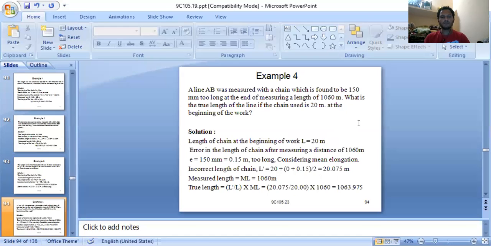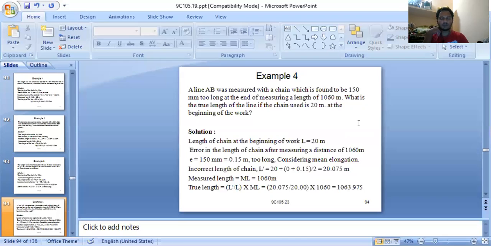Another problem. A line AB was measured with a chain which is found to be 150 mm too long at the end of measuring a length of 1060 meters. What is the true length of the line if the chain used is 20 meter at the beginning of the work? So here there is a clear difference compared to the previous problems.